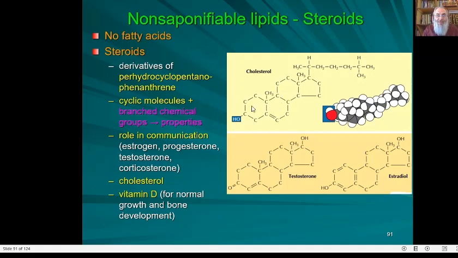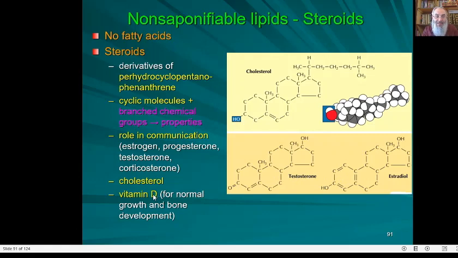However, you must be able to give some examples, and the most important examples of steroids are cholesterol and steroid hormones. Testosterone is well known, estradiol also. Notice the difference between testosterone and estradiol, two hormones that have totally different functions. The difference between them is just in this chemical group, the methyl group present here, absent there, and this hydroxyl group is replaced by the carbonyl group. Only these two chemical differences make a huge difference in terms of activity.